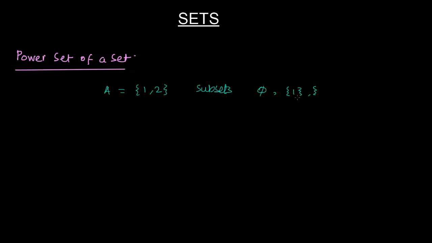By the definition of a subset, anything that belongs to this should also belong to this, right? 2 belongs to this, so it also belongs to this. Also, by the definition of it, the set itself is a subset. So there are 4 subsets, including the null set. We have seen that the null set is always a subset of any set, right?